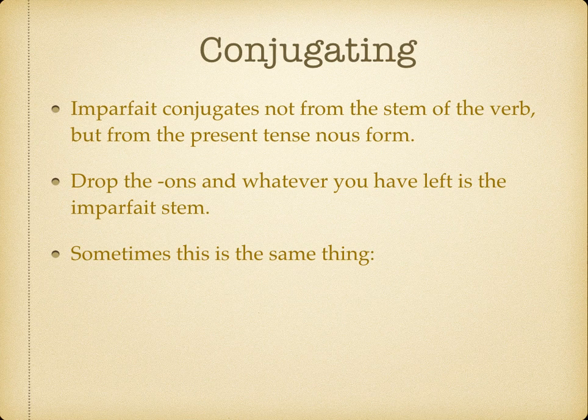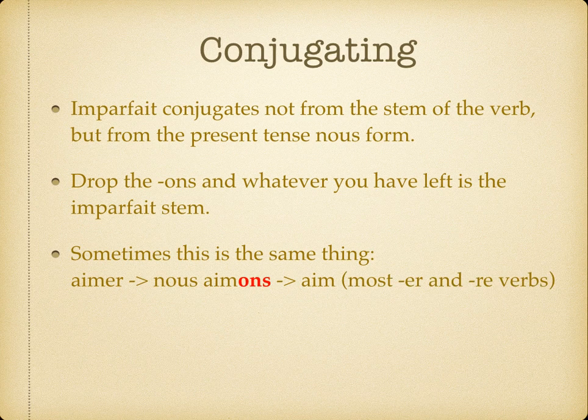Sometimes this is the exact same thing as the infinitive stem. So for example, the verb aimer in nous aimons. To find the imparfait, we find that O and S, we drop it, everything that's left becomes our imparfait stem, AIM. This is the exact same as it was in the infinitive. This is going to be true for a vast majority of ER verbs and RE verbs. These are almost always the same.